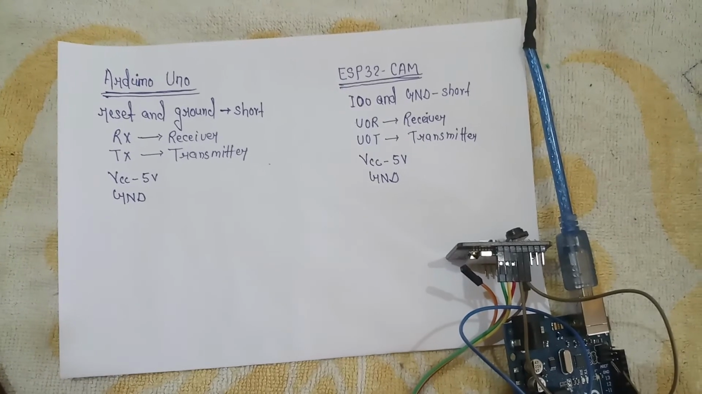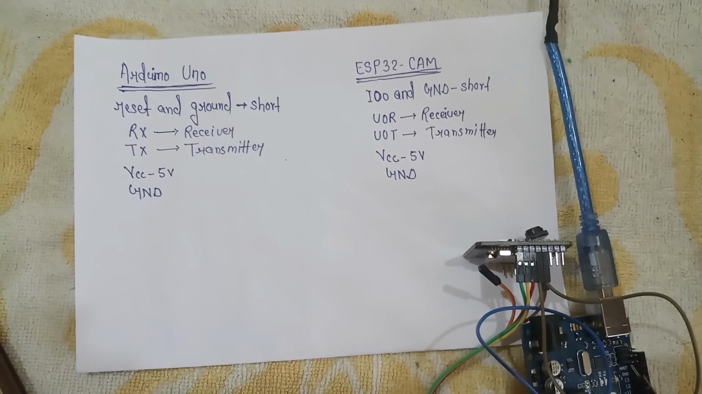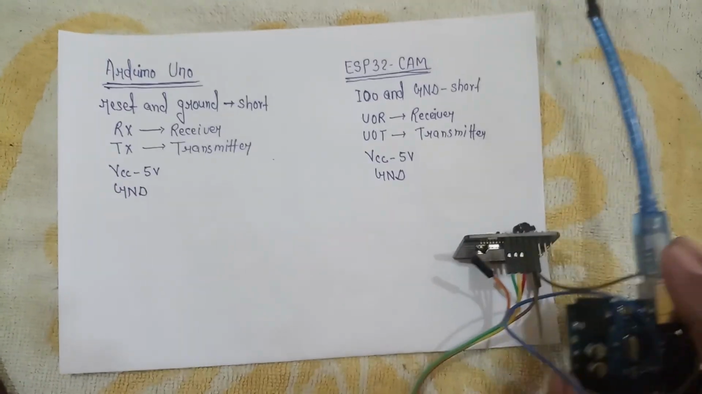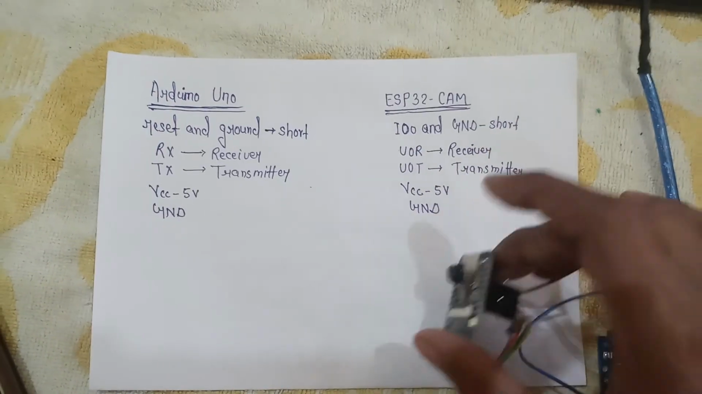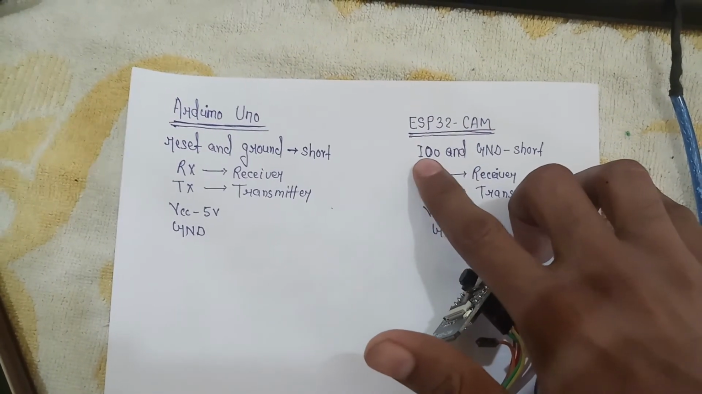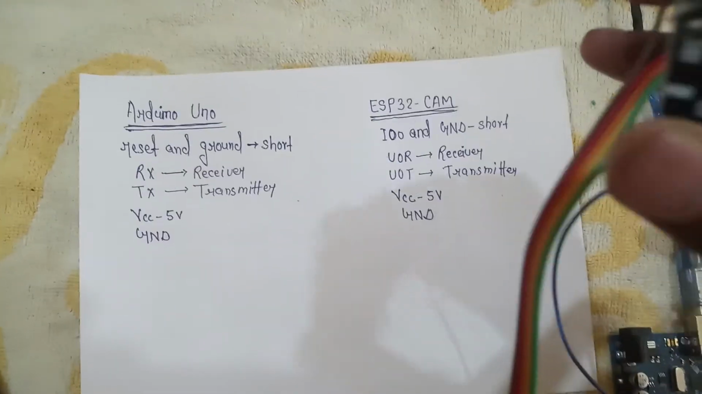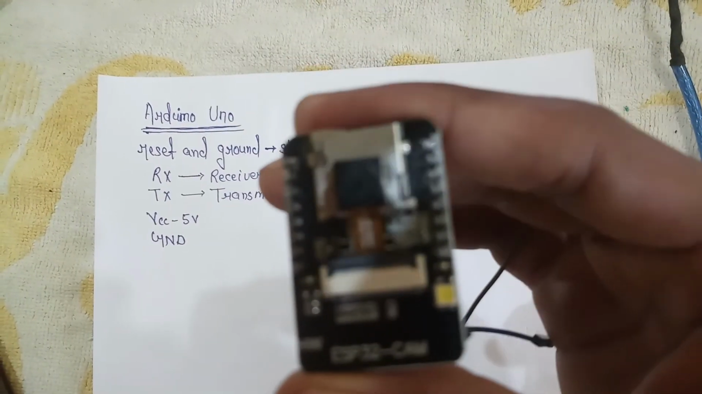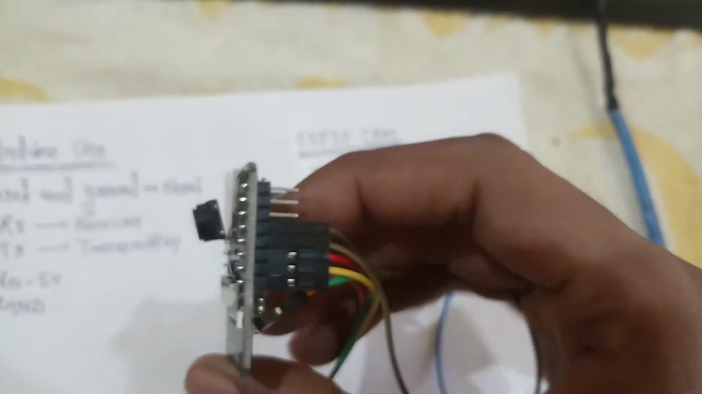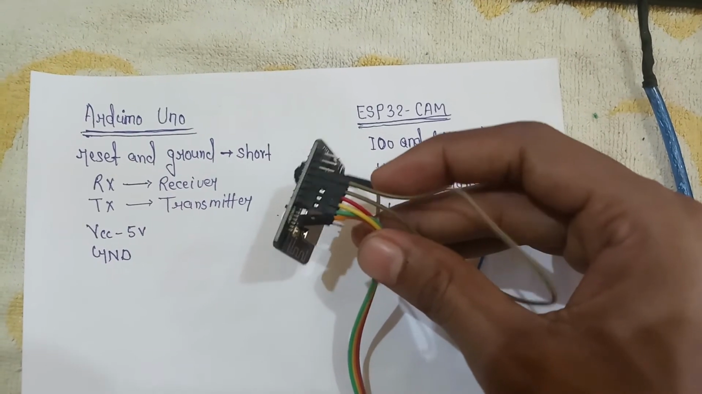As seen in the circuit diagram I have given you, I think you have already completed it. Now I am telling the full setup again. See, on the ESP32-CAM, IO0 and ground should be shorted. You can see that IO0 and ground have been shorted.